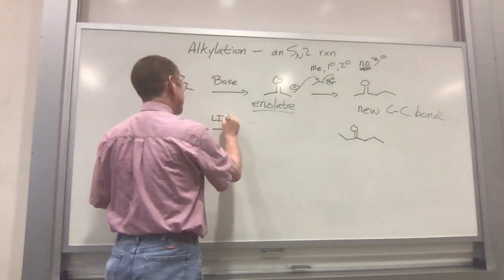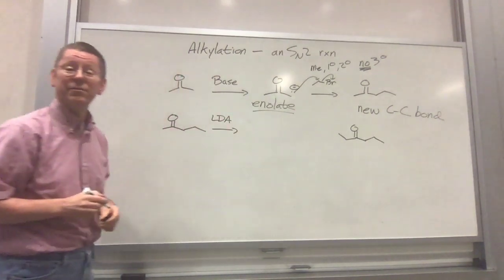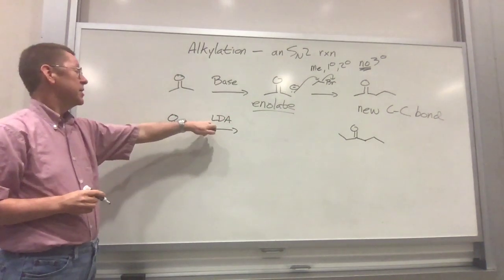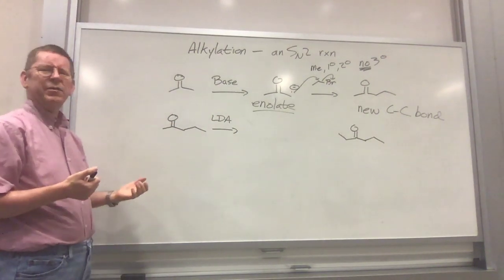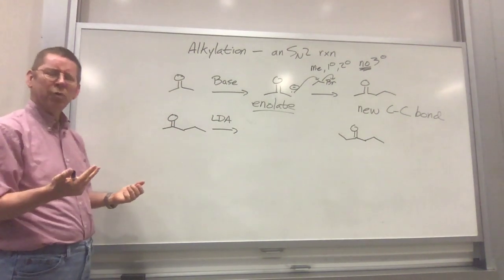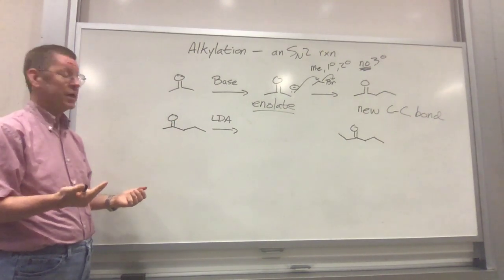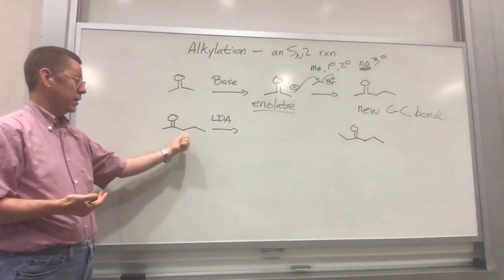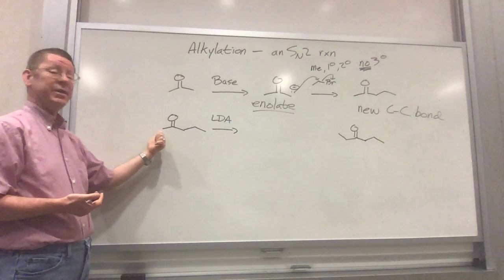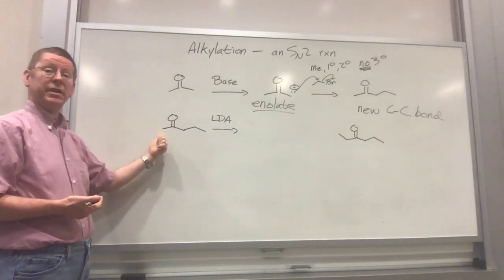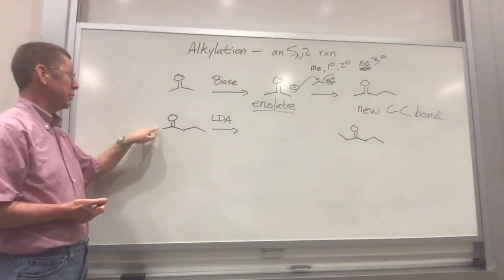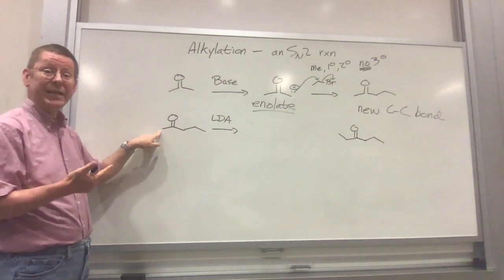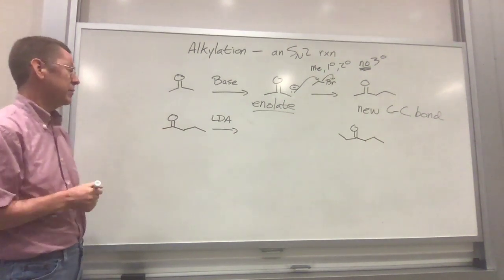and I'm going to be using LDA a lot for our enolate formation. But the question is now, which enolate do I form? My more substituted thermodynamic, which would be here, or my less substituted kinetic enolate, which would be here. Since I want my additional methyl group off of here, what I need is my kinetic enolate.